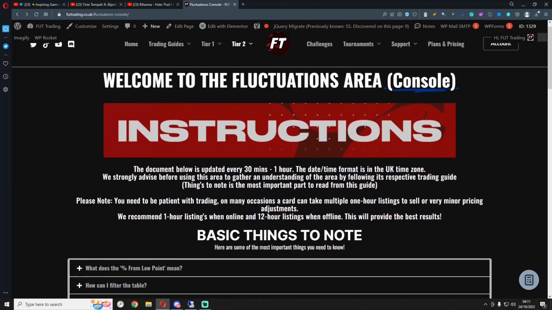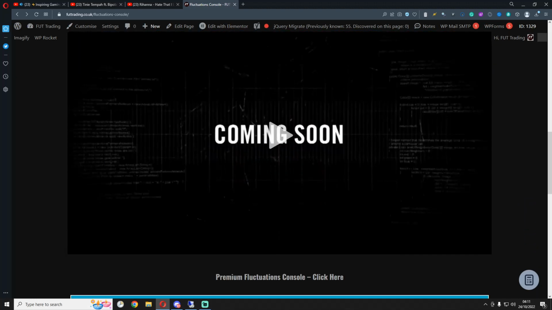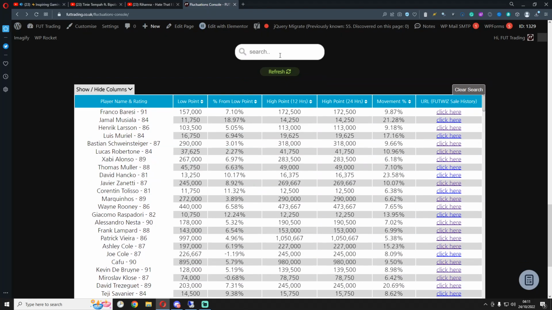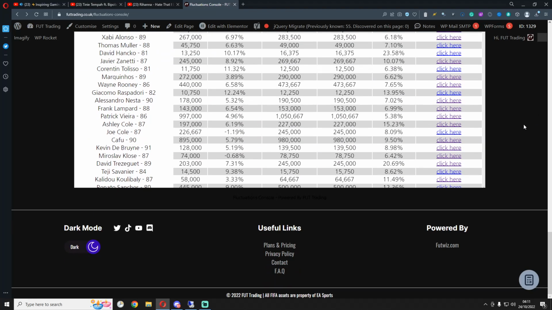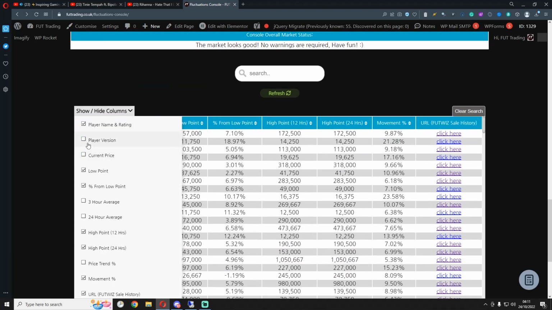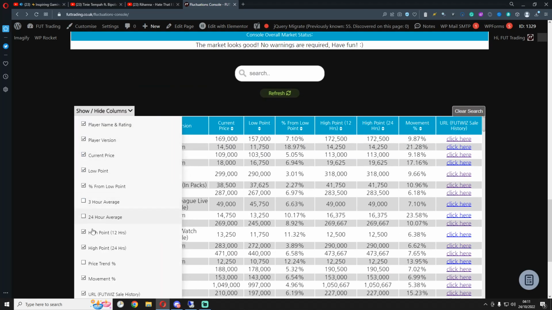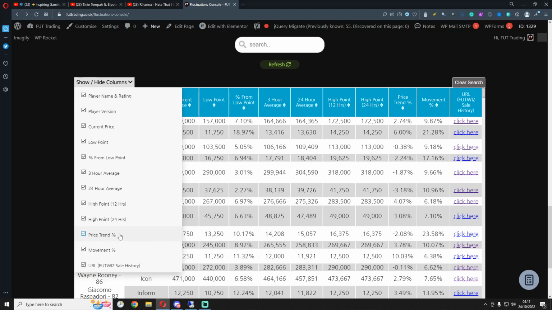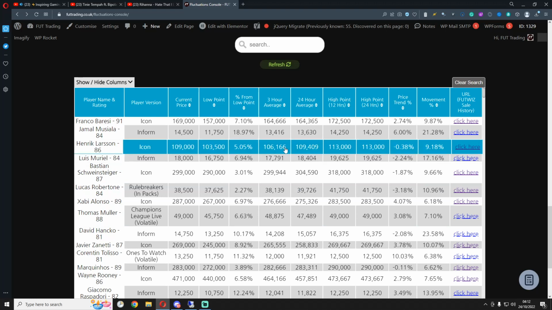So basically, when you come to this page, you will see there's a premium fluctuation area and there's the default, which you're on when you press on tier 2 fluctuations. So when you first launch it up, you'll have all these enabled. So now they're all enabled, it will look like this here.